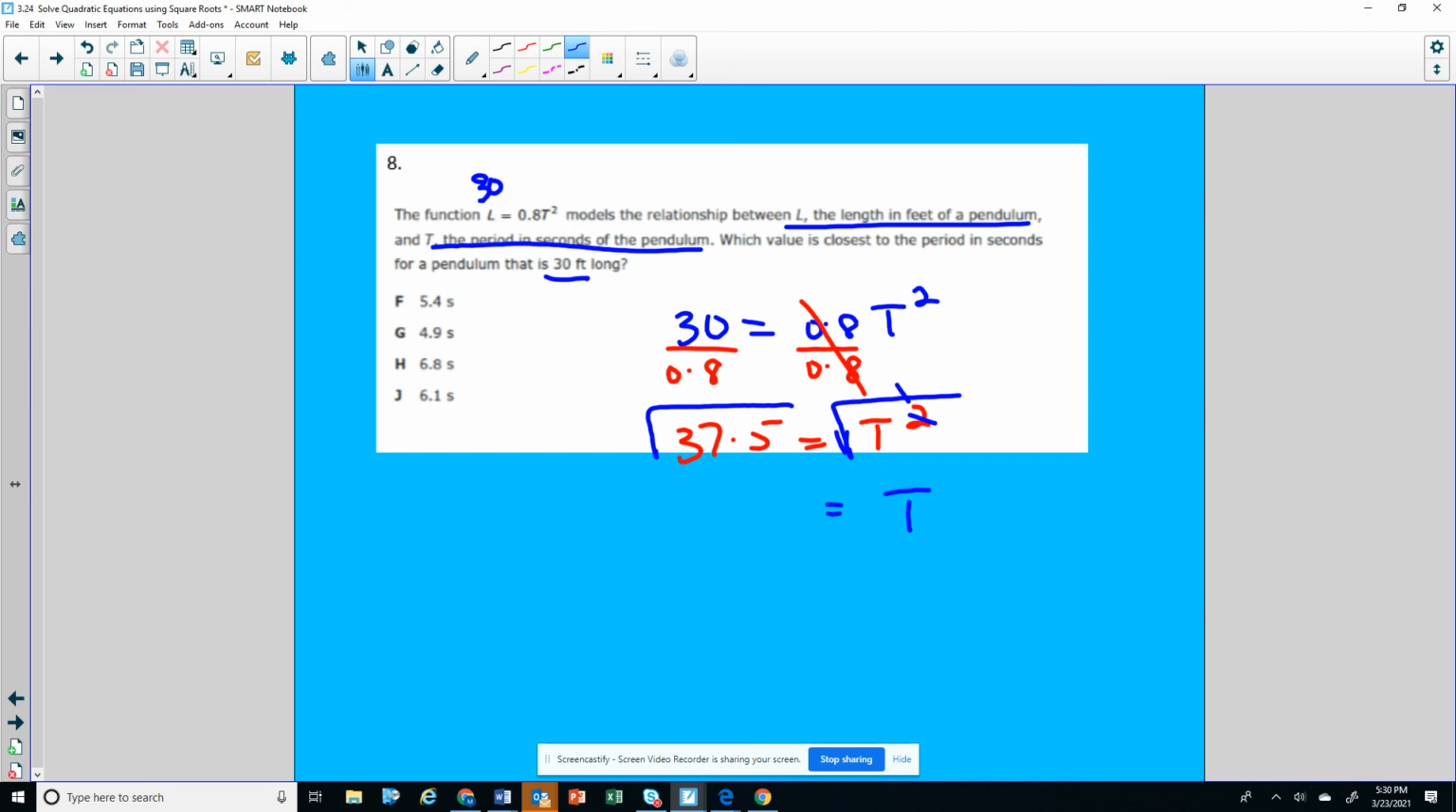So we're going to have two answers, plus or minus 6.1. You have a positive 6.1 and negative 6.1. But remember, we can't have a negative time. So the answer is going to be T is equal to 6.1. So we use a positive time.